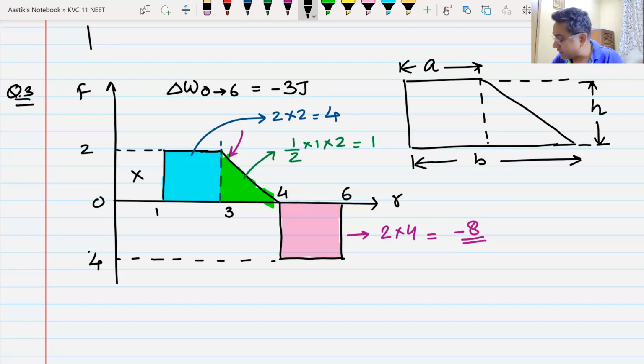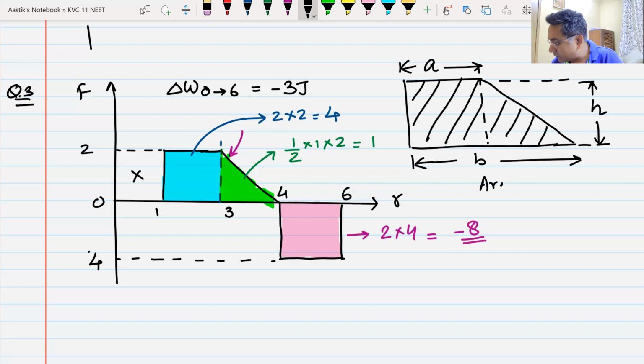What is the area of a trapezium? If I call this as the area of the trapezium, area of the trapezium is half into sum of parallel sides, which is a plus b, multiplied by the height h. So you can use this formula as well. If you don't want to break it up into a rectangle and a triangle, you can use this formula and get your answer for the trapezium. Okay, anyone got this?